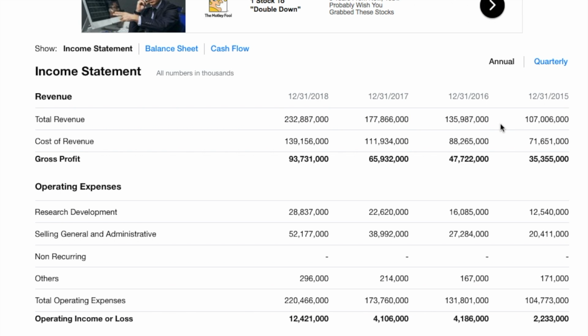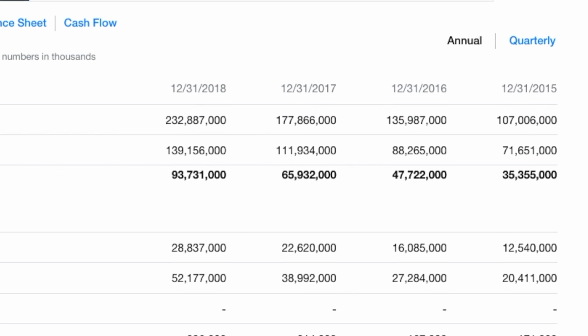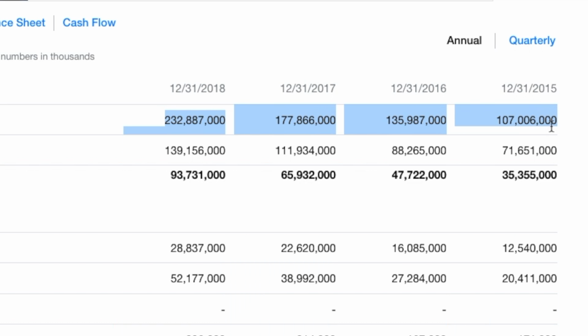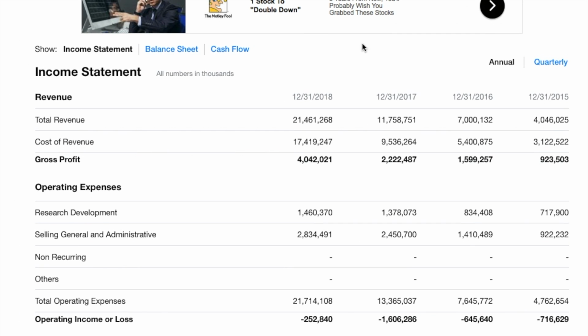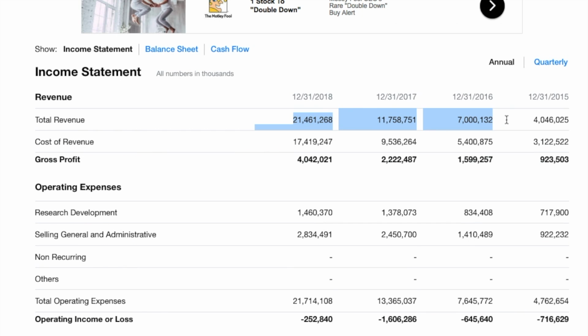Let me show you an example. Looking at Amazon again, Amazon's a growth stock. Their revenue is growing, right? Let's look at another growth stock. Let's look at Tesla. Tesla, their revenue is growing. See, we have 21 billion now, 4 billion 5 years ago, huge revenue growth.